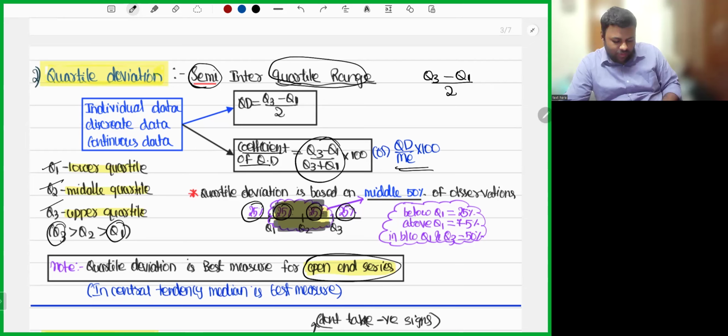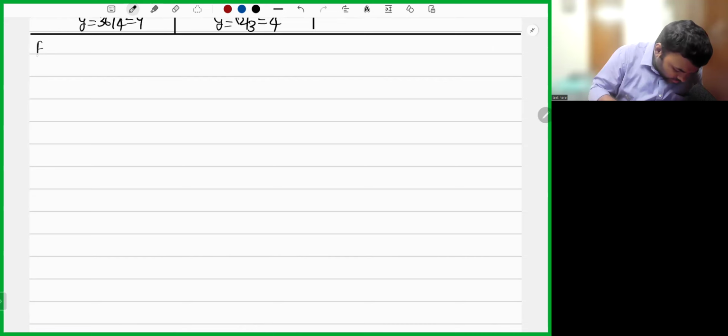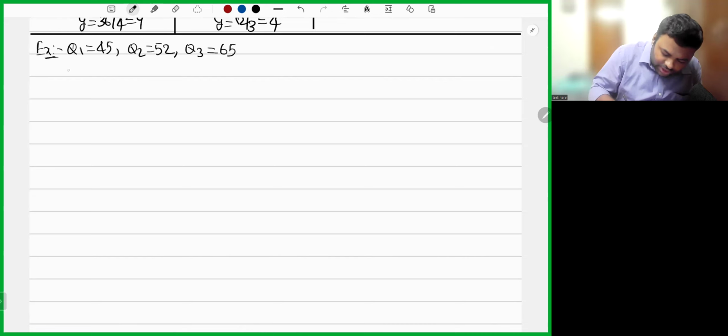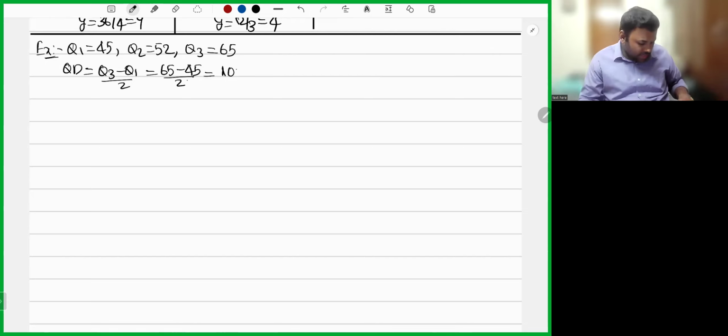Okay. Now see here, my dear friends. I have 3 quartiles. Quartile 1 is 45, quartile 2 is 52, quartile 3 is 65. I want the quartile deviation. What will be the quartile deviation? Q3 minus Q1 by 2. That is 65 minus 45 by 2, 20 by 2 is 10, right? Simple. This is how you will calculate quartile deviation.